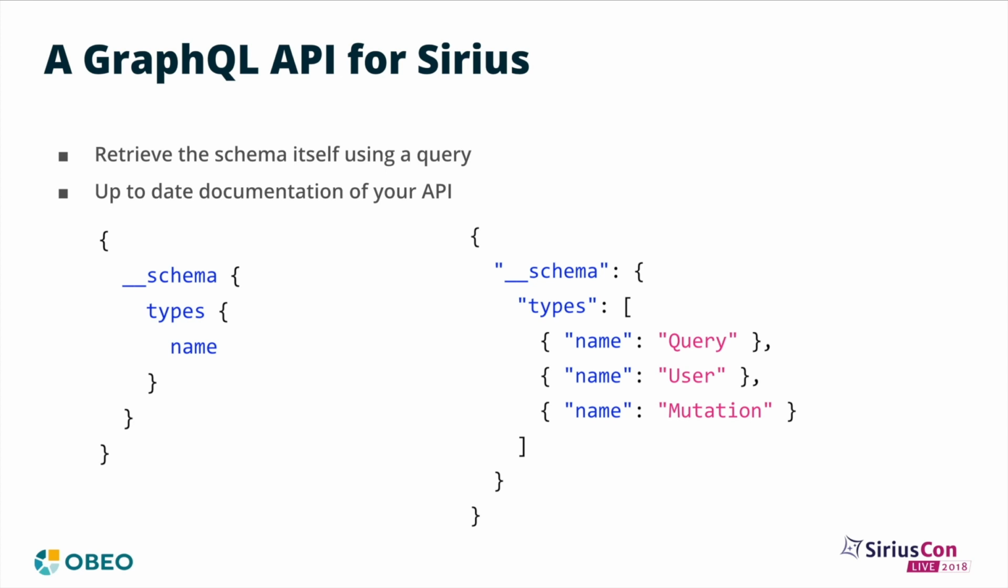GraphQL also comes with some introspection capabilities. You can very easily retrieve the schema of the API itself and start requesting some information from it. It provides this way an up-to-date documentation of your API fairly quickly. In this example, we are only requesting the name of all the types of our API, but we could also request much more, such as all the fields with their types and so on.